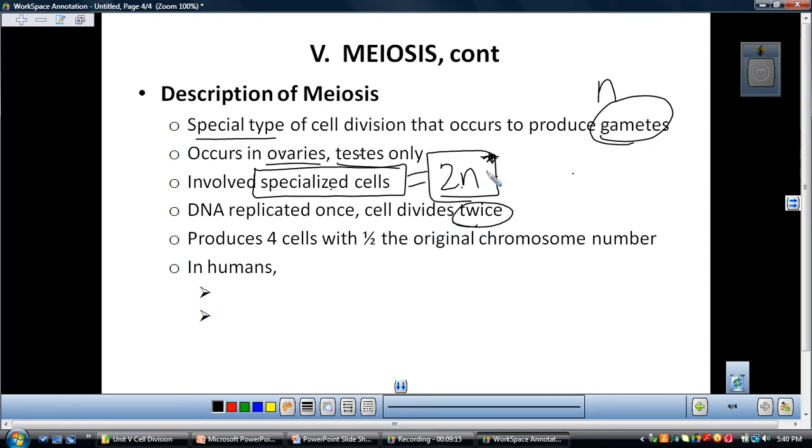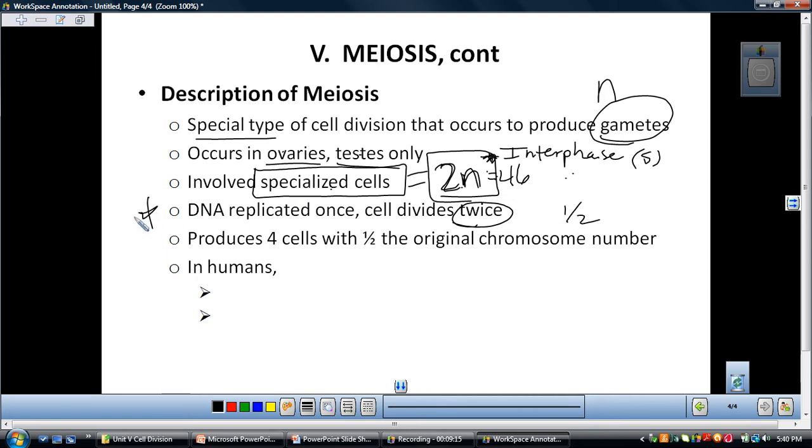The reason being is I'm still going to go through interphase. Well, you guys already know that in S of interphase, I'm doubling the genetic information. So I'm going to start off with a cell that is 2N, that has 46 chromosomes, and I'm going to double that, but yet I need to produce cells that have half the amount of genetic information. So I can't just go through one division.